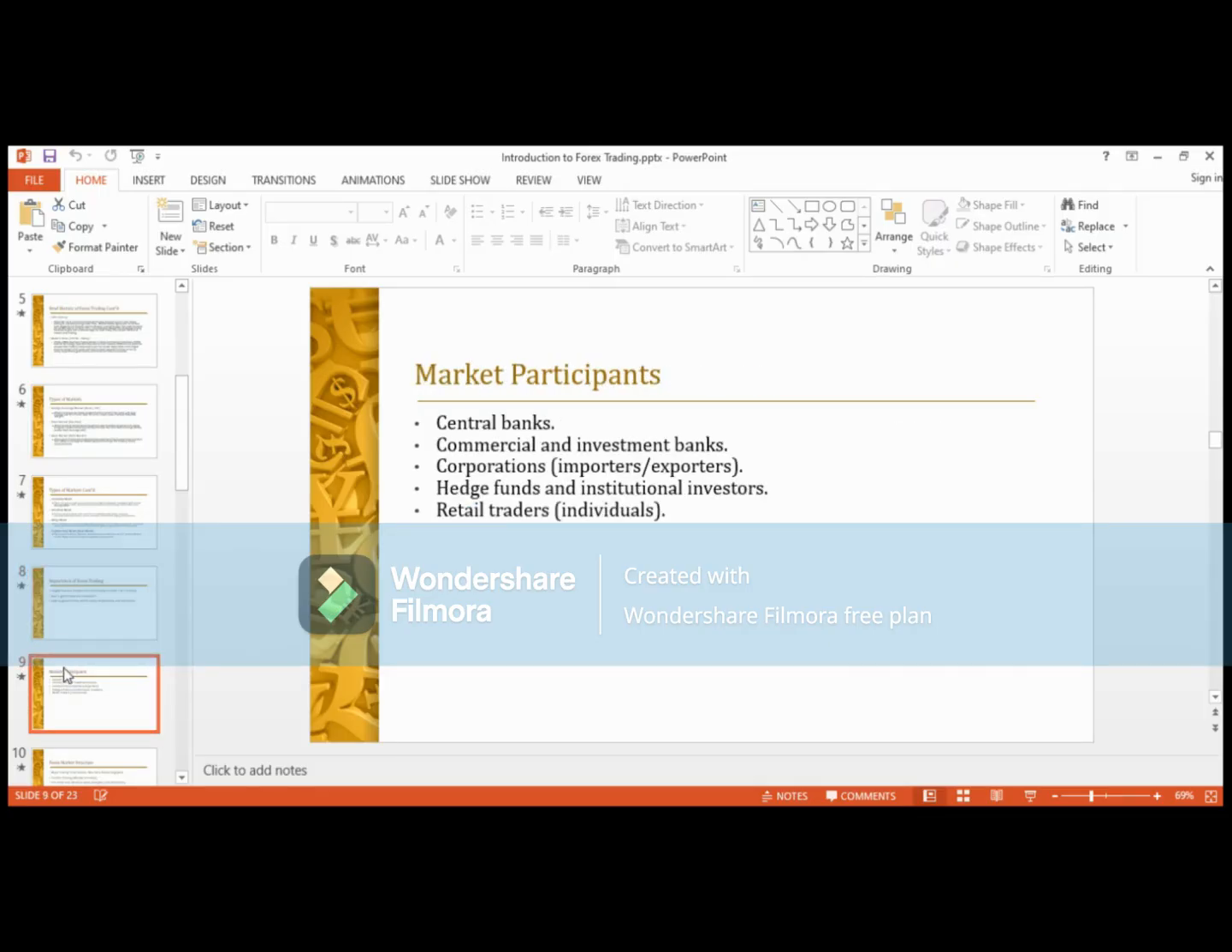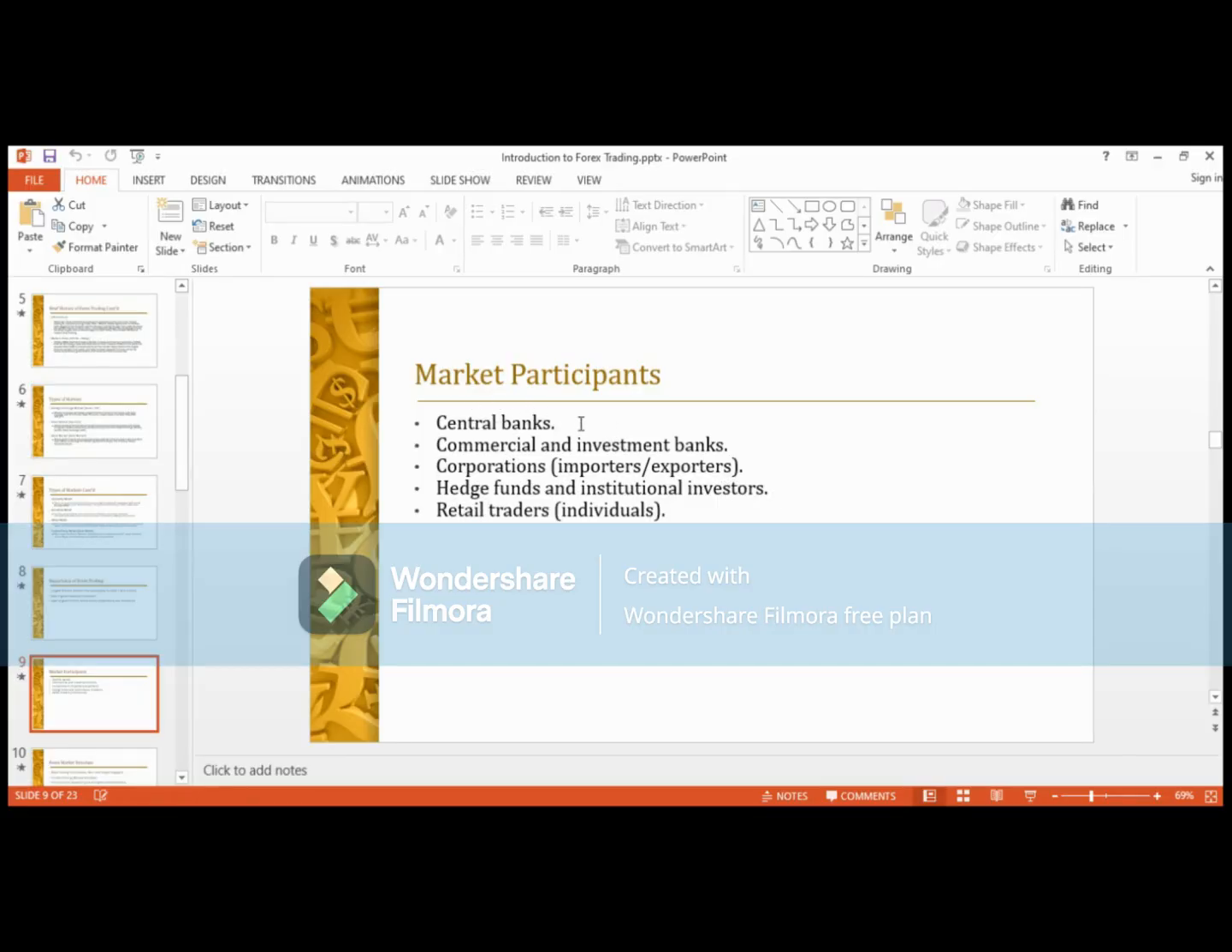What are the market participants? Who are those people that are involved in the markets? This is actually arranged in a hierarchy from the highest to the lowest. So we have the central banks being the highest, followed by the commercial and investment banks. We have the corporations, okay. We also have hedge funds and institutional investors and retail traders.